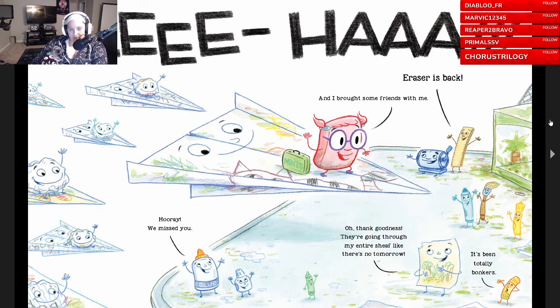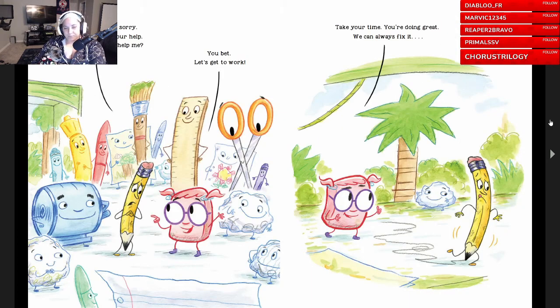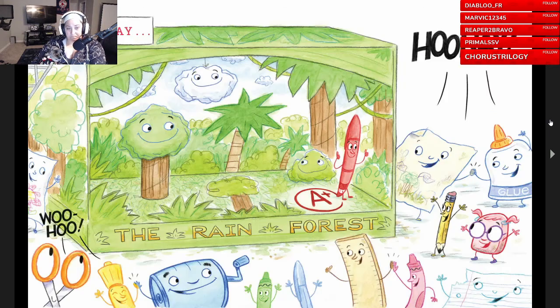Yeah! Eraser's back! And I brought some friends with me. Hooray, we missed you! Oh, thank goodness. They're going through my entire sheaf like there's no tomorrow. It's been total bonkers. Eraser? I'm sorry. I think I need your help. Will you please help me? You bet. Let's get to work. Take your time. You're doing great. We can always fix it.